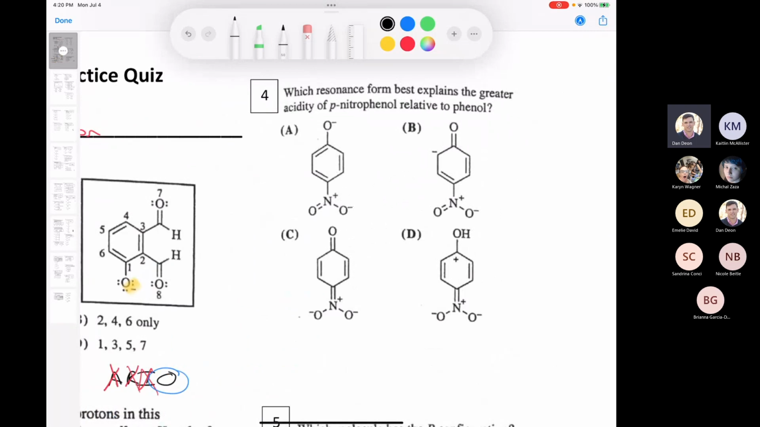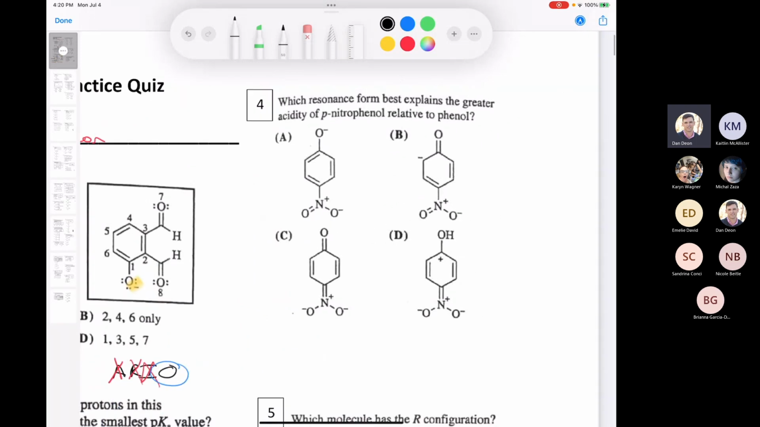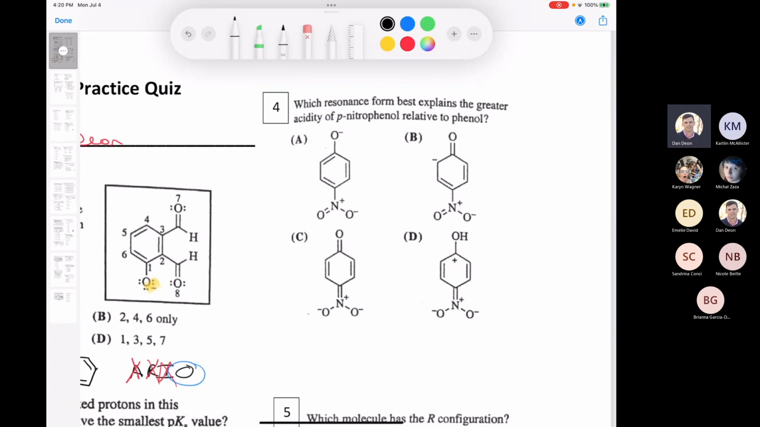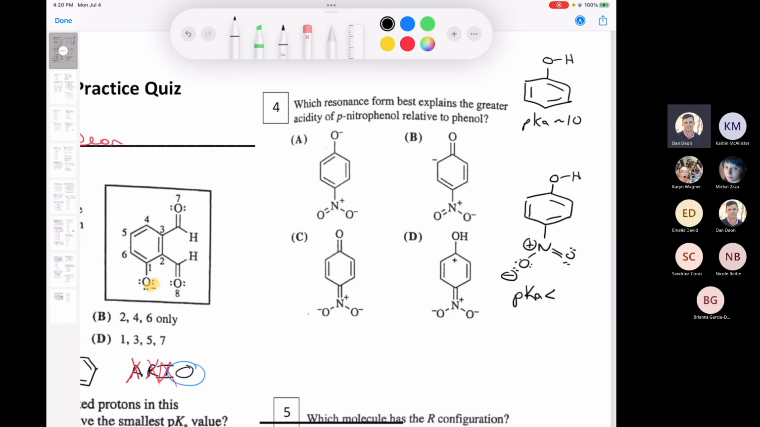Which resonance form best explains the greater acidity of para-nitrophenol relative to phenol? So if we compare phenol, phenol is just this, okay? Phenol has a pKa of around 10. It's around 9.9, 10, something like that. And then it says, what if you've got para-nitrophenol? Remember that a nitro is a strongly electron withdrawing group. So here's the Lewis structure of the nitro, like this. Now this is going to have a pKa that's less than 10. So it's more acidic. Why is it more acidic?